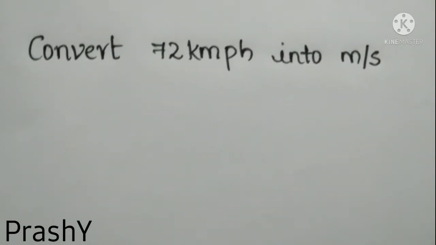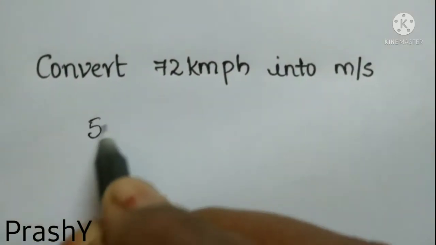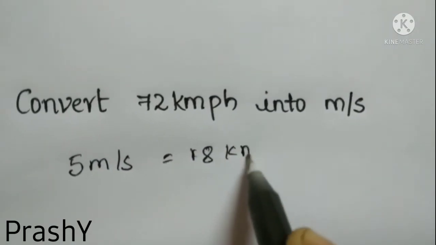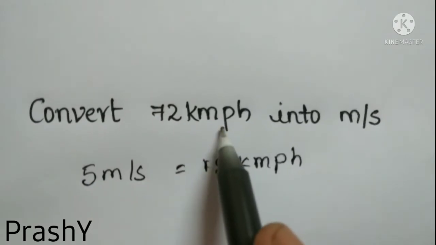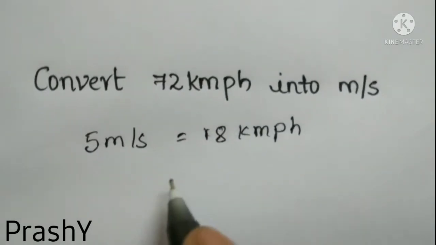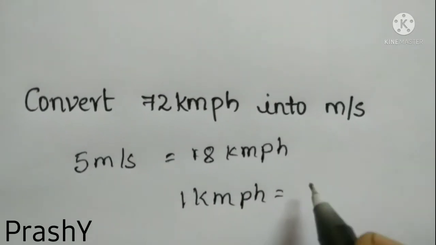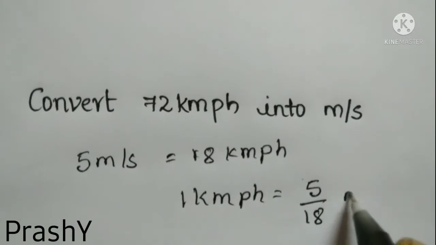So convert 72 kmph into meter per second. First of all, let us write the relation. 5 meter per second is equal to 18 kmph. Now I have to convert 72 kmph into meter per second. So I will write it as 1 kmph is equal to 5 by 18 meter per second.